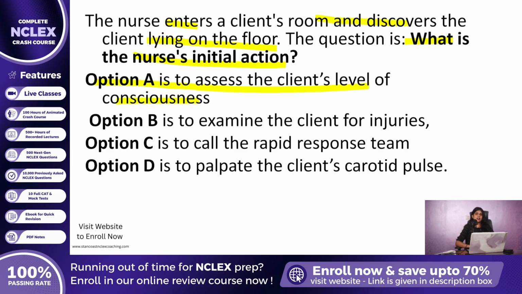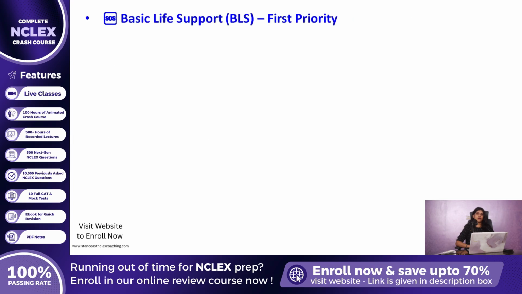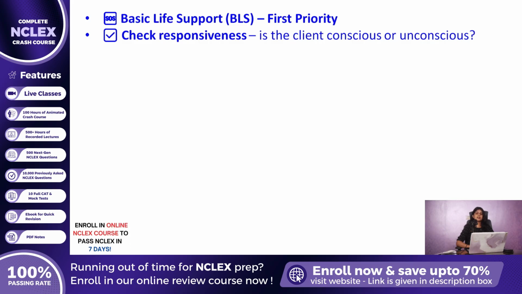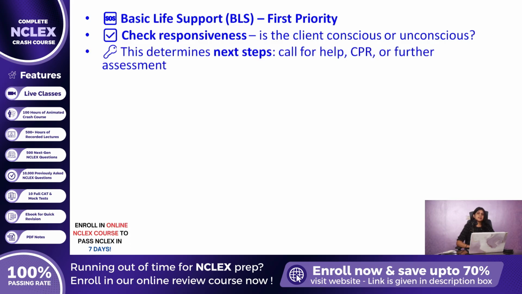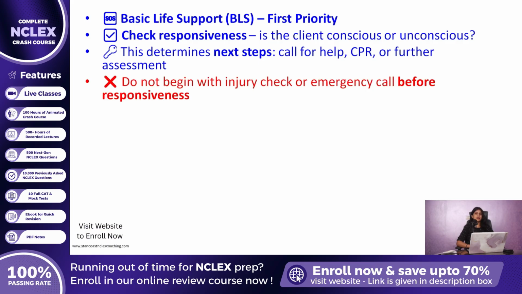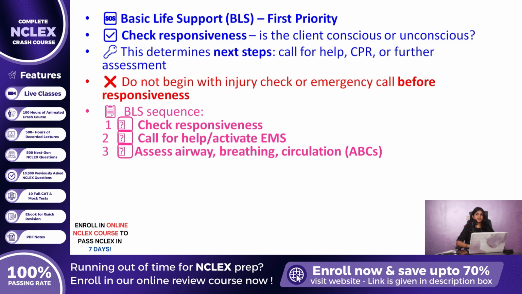Here is the rationale. According to the basic life support protocol, the very first action when encountering a collapsed client is to assess whether they are responsive. This determines the next course of action, whether to call for help, initiate cardiopulmonary resuscitation, or proceed with further assessment. Checking for injuries and activating emergency resources are important, but only after the client's responsiveness is evaluated. The BLS sequence begins with assessing consciousness. Only then can airway, breathing, and circulation be addressed appropriately.